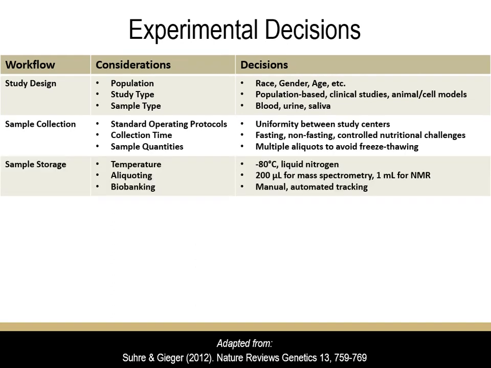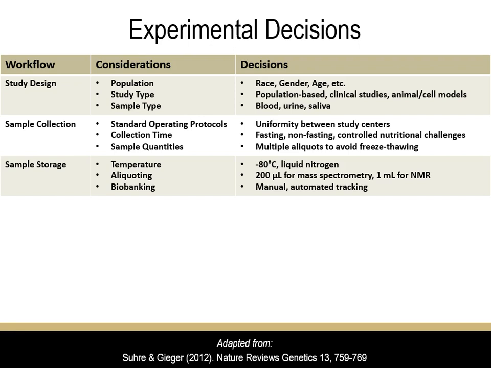Sample storage is also important. The temperature, whether you want to use negative 80 degrees Celsius or if you want to use liquid nitrogen. But also aliquoting. So again, you want to make sure you have the right amounts of sample for the platform that you're using. So 1 ml for example for NMR, or if you want 200 microliters for mass spectrometry. Again, it depends on the sample, the biofluid that you're using. So whether you think that you'll need more for urine or less, or more for plasma. So that's again based on your sample design.